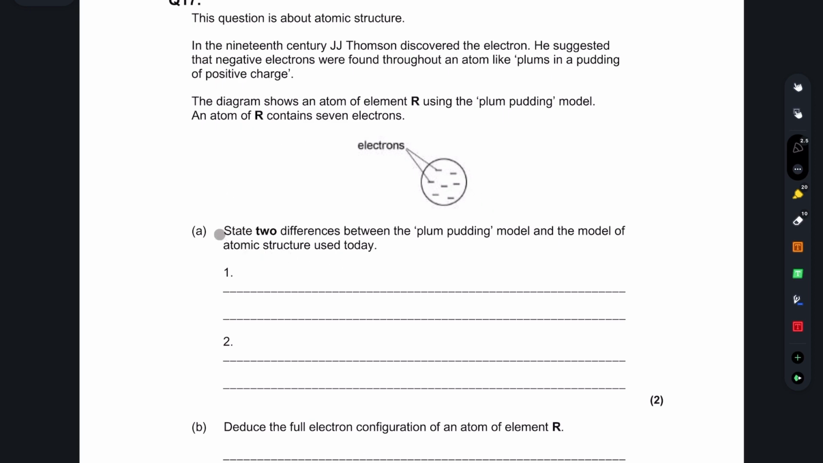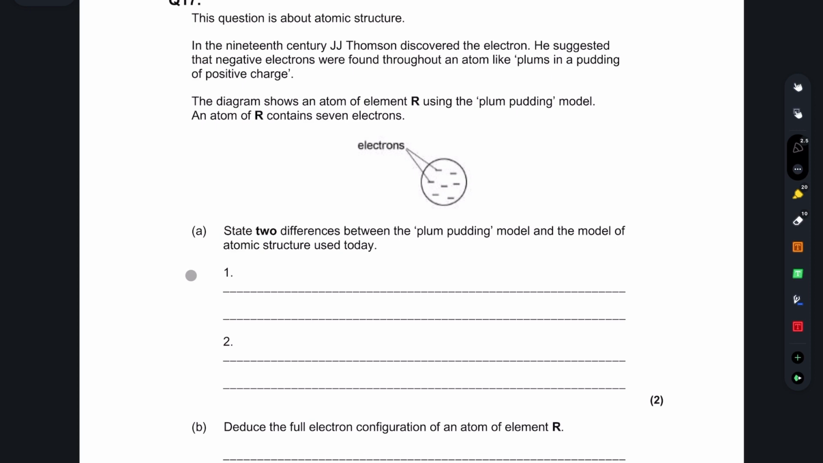The question says, state 2 differences between the plum pudding model and the model of atomic structure used today. So we talked about the plum pudding model and other models of the atom created before the current one. So this particular scientist was in the 1800s. There were other scientists as well who made other models of the atom or made certain assumptions. But basically, just like the question says, Thomson thought that electrons were dotted in a sphere of positive charge like plums in a pudding. This is not the model of the atom used today, and the question wants us to cite 2 differences between this plum pudding model and the model of the atom used today.